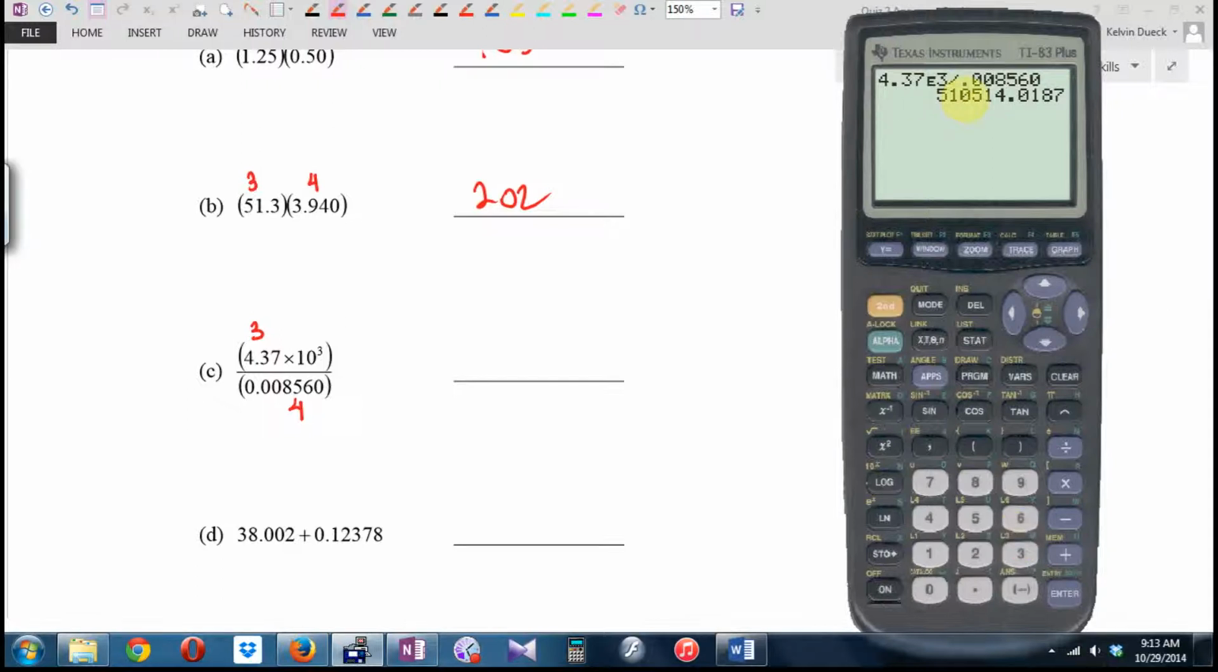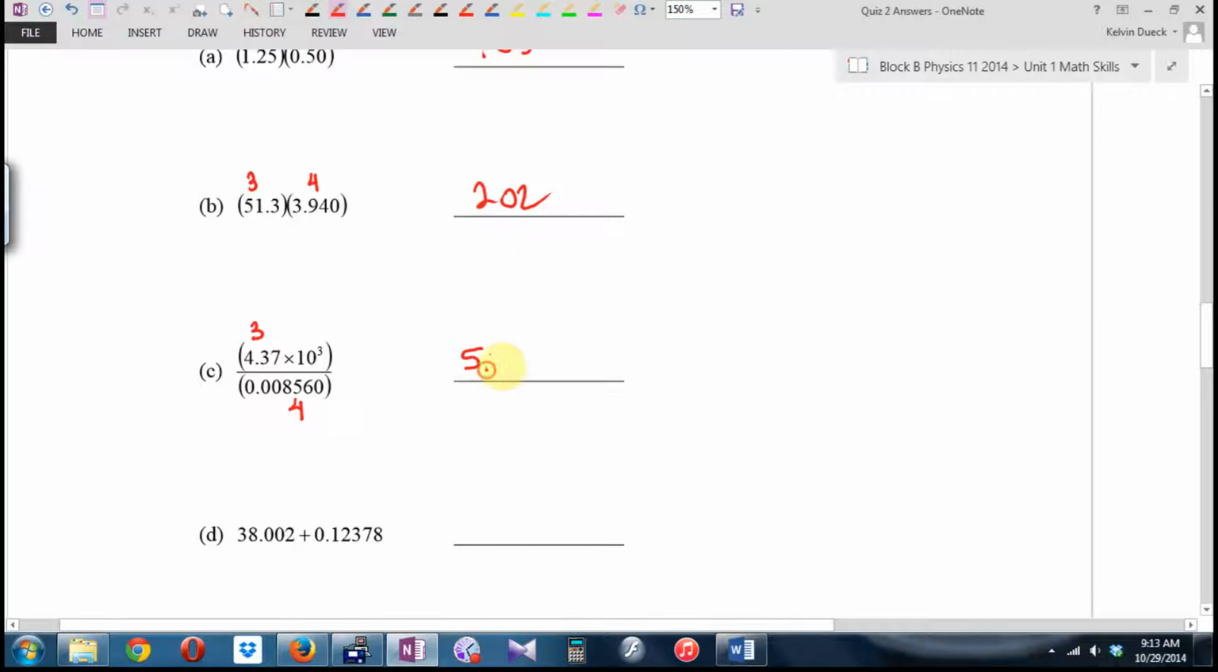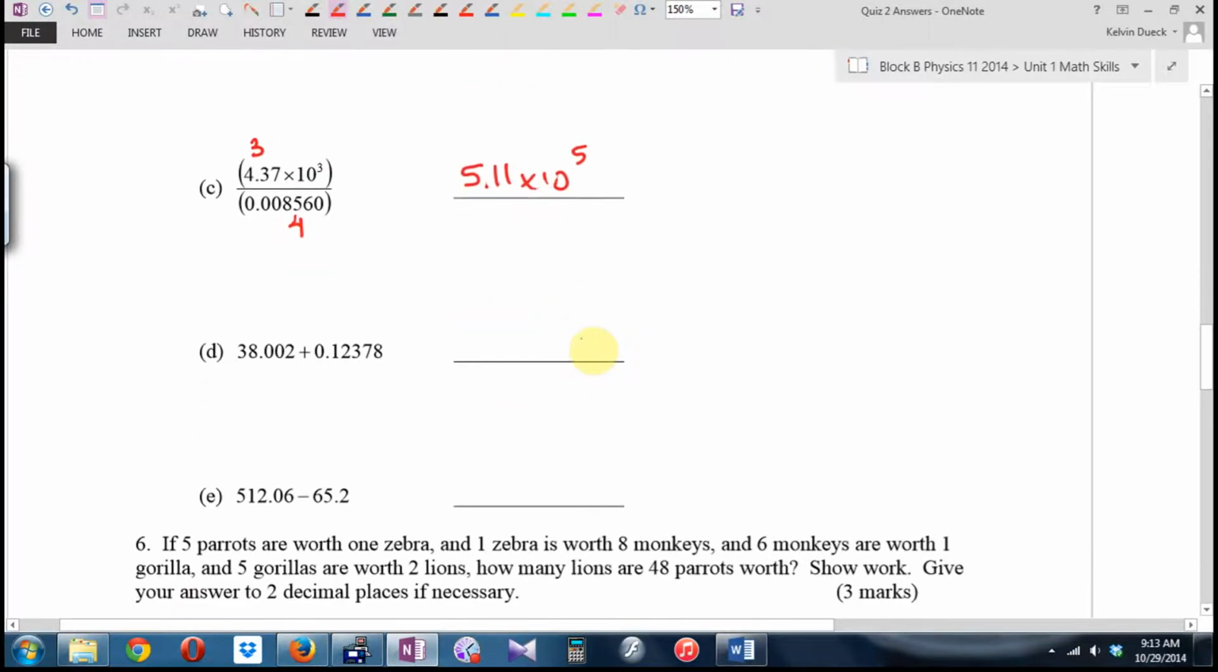I guess 3 sig figs, I'm going to go to there. Is the 0 going to stay a 0 or is it going to become a 1? So it's going to be 5.11 times 10 to the 1, 2, 3, 4, 5. Is that right? Yeah, okay. Adding. Tougher. Oh, wait a minute.